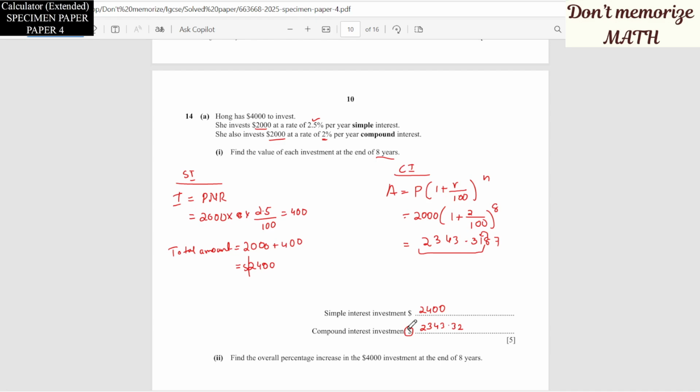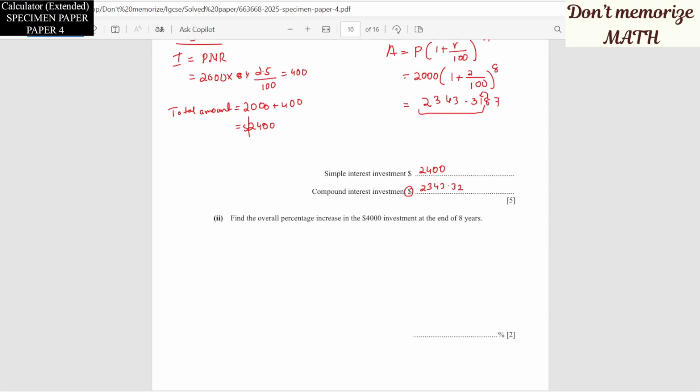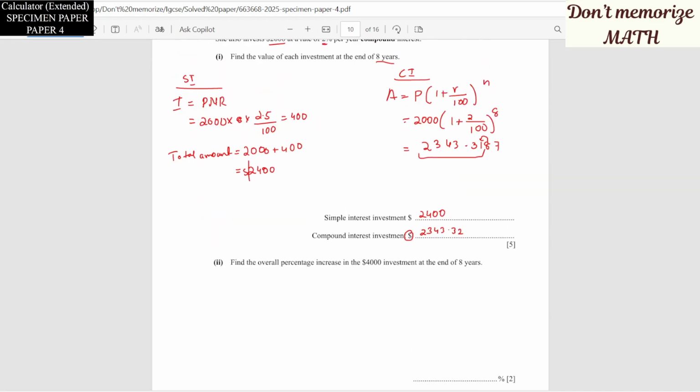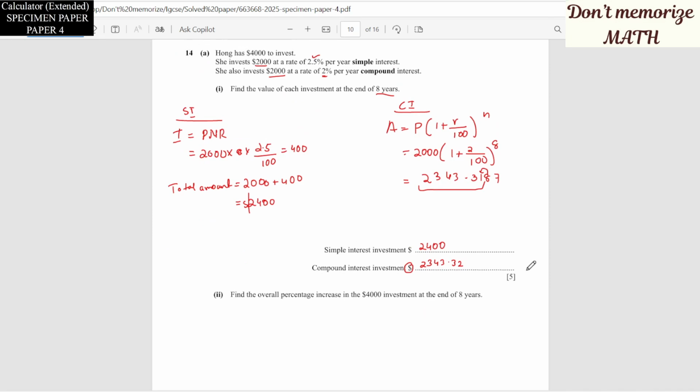Okay, so I hope question number 14 is clear. This part is clear, so we'll move to the second part. Find the overall percentage increase in the 4,000 investment at the end of 8 years. So how to find the percentage increase? Percentage increase is difference over original times 100. So what is the difference?